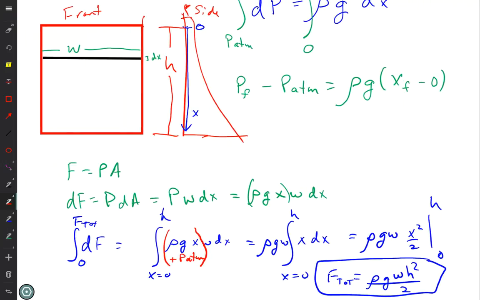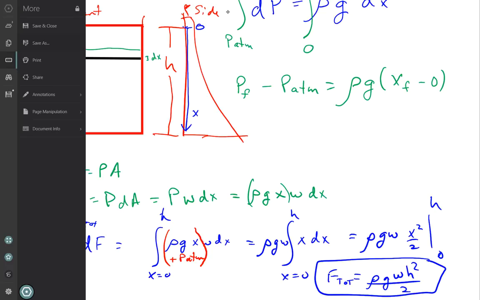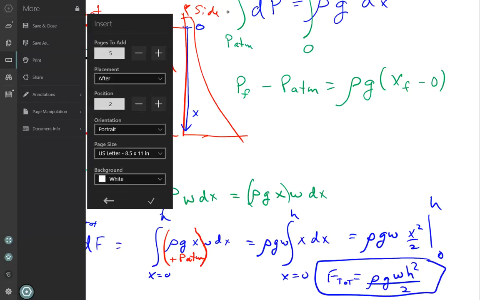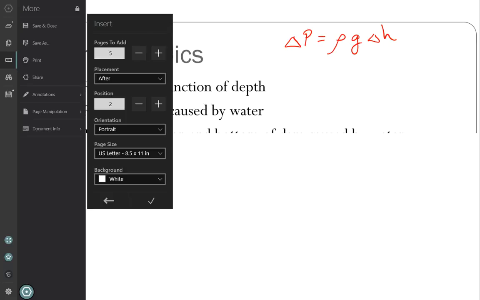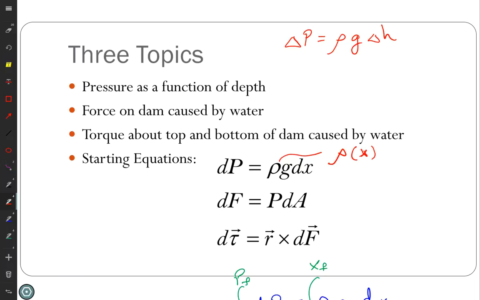Oh, yes. I have to actually add pages. I forgot. I set this up with only 2 pages. Insert. I don't know how many, so we'll just put a lot in. So now let's go ahead and calculate the torque.